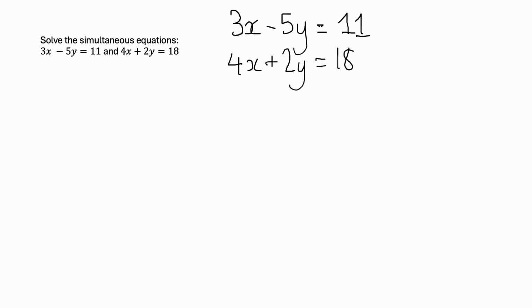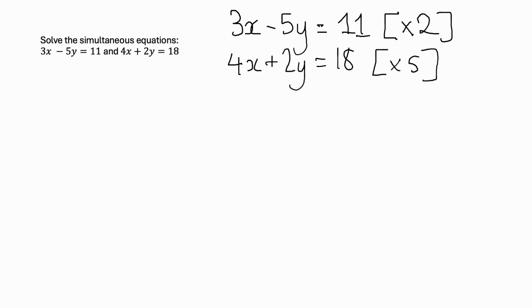But we next need to make sure that either the x's or the y's are the same. In order to do that, we need to think of the lowest common multiple of either the numbers next to the x or the numbers next to the y. Because last time we made the x's match, let's make the y's match. What is the lowest common multiple of 5 and 2? Ooh, 10. So in order to get both the y's to be 10, for the first equation we have to times the top by 2, and then we have to times the bottom by 5.